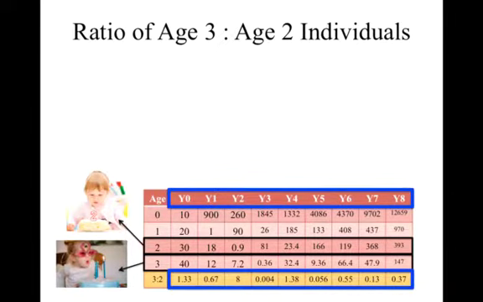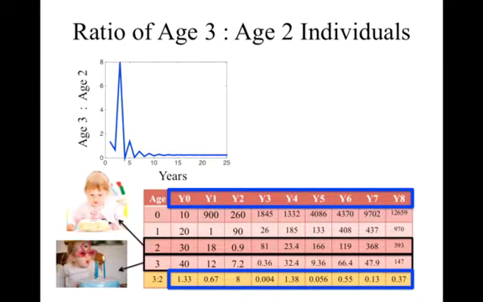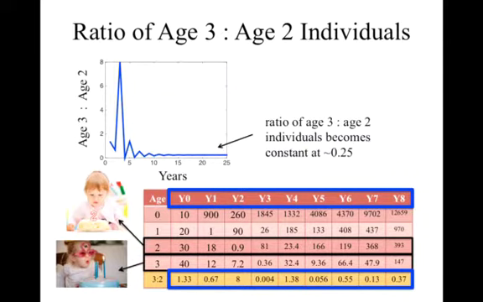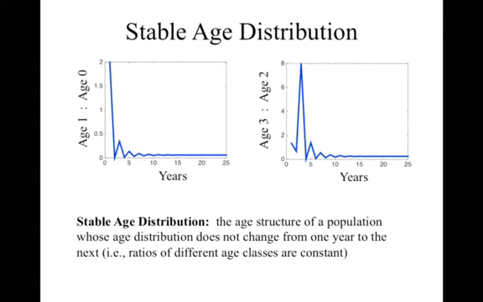But once again, if we plot the ratio of age 3 to age 2 individuals over a pile of years, what you'll notice is that, just like the other ratio where we were looking at age 1 to age 0, this ratio stabilizes. It becomes a constant value, a flat line, after again about 10 years. And so in this case, we flatline at about 0.25. So we have about 0.25 age 3 individuals for every age 2 individual.